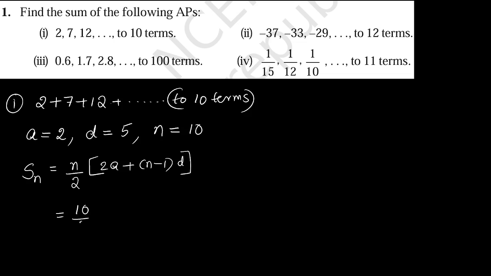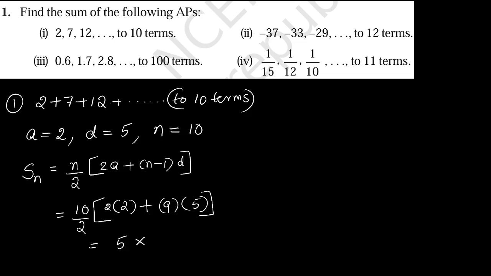10 by 2. 2 into a means 2 into 2. n minus 1, which is 10 minus 1, right? 10 minus 1, 9. d is 5. Then the calculation is okay. 10 by 2 will be 5.